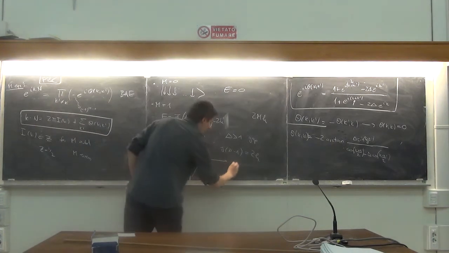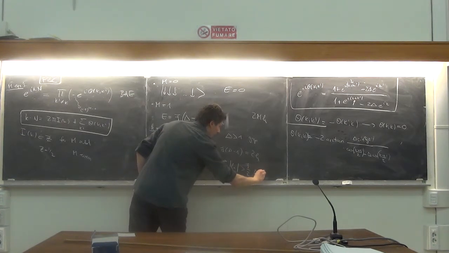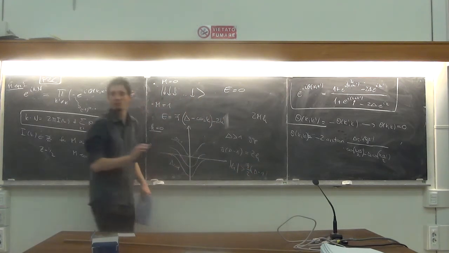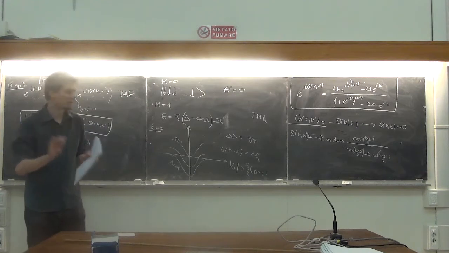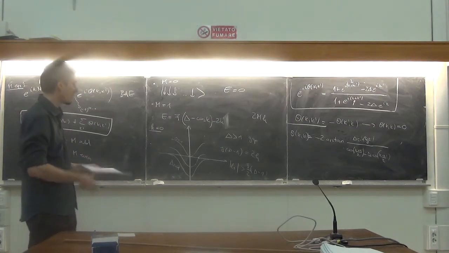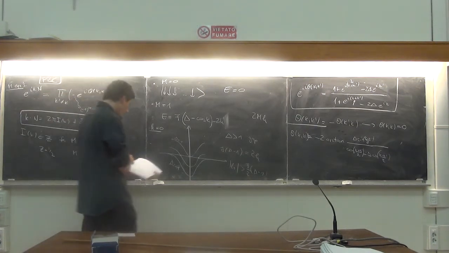Okay, so again, if h is bigger, then we have all spins up and total magnetization. And we have a gap.